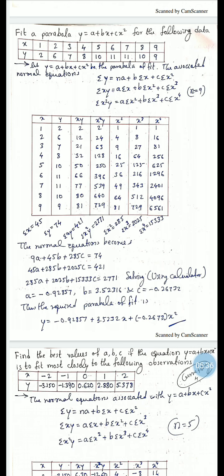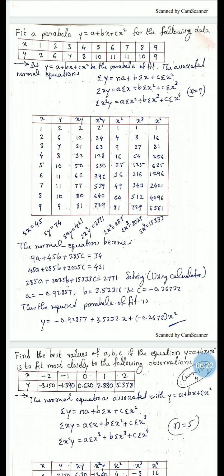So put these summation values in the normal equation, that becomes 9a plus 45b plus 285c equal to 74, 45a plus 285b plus 2025c equal to 421, 285a plus 2025b plus 15,333c equal to 2771. On solving these three simultaneous equations by using the calculus, we get a equal to minus 0.92857, b equal to 3.52316, c equal to minus 0.26732.